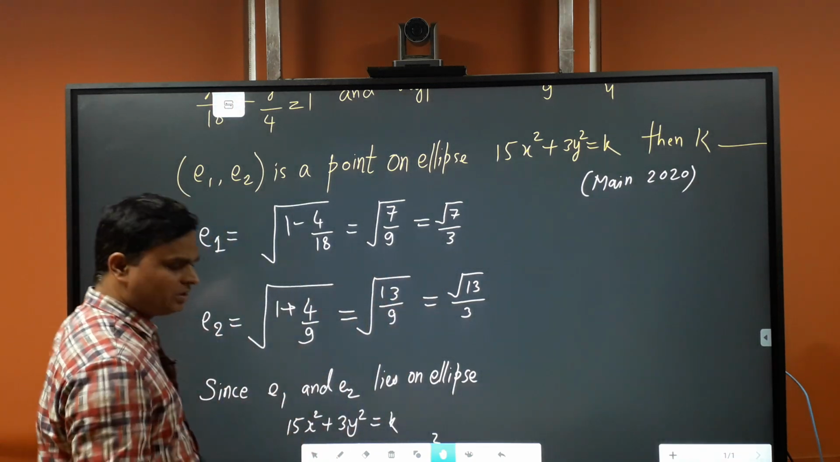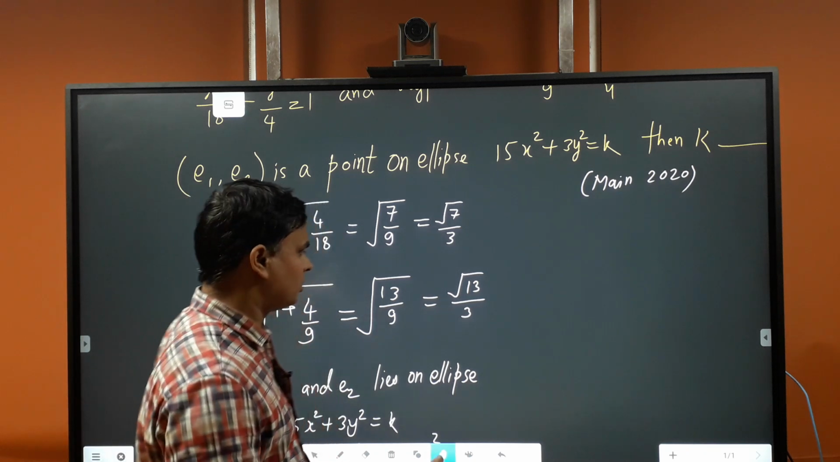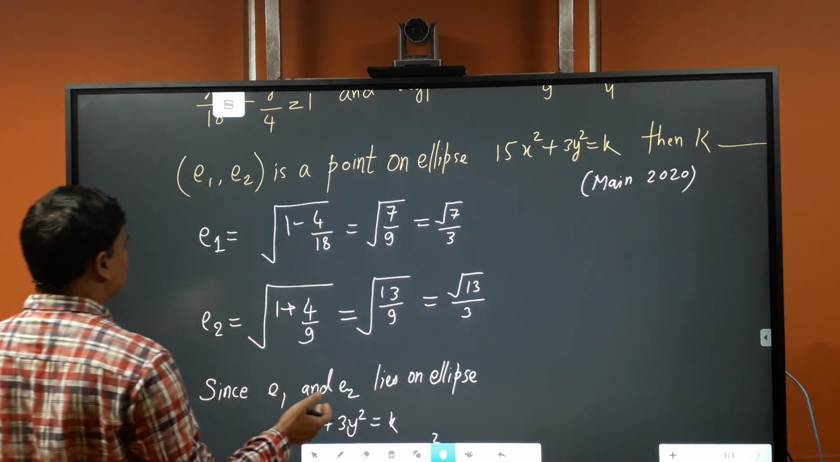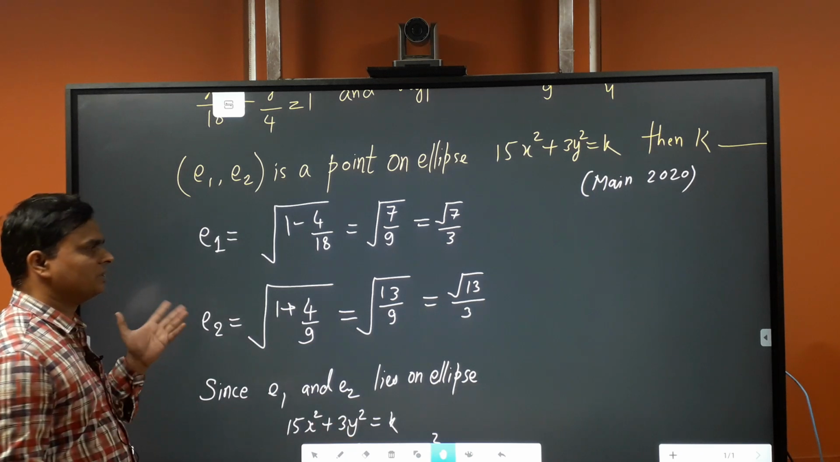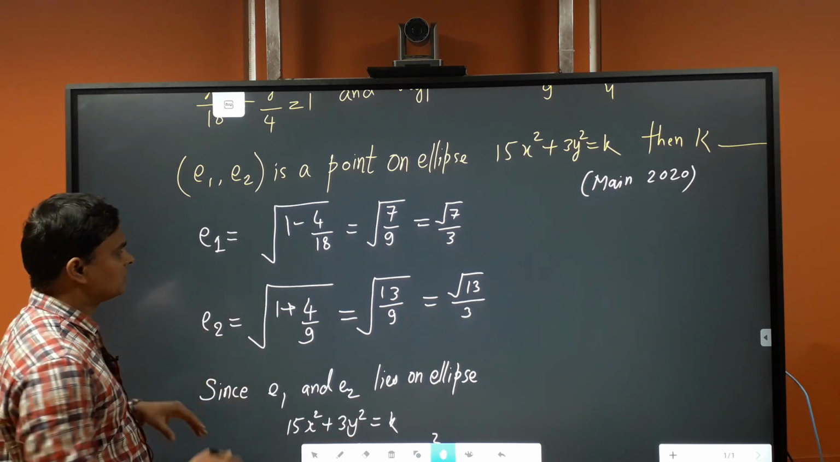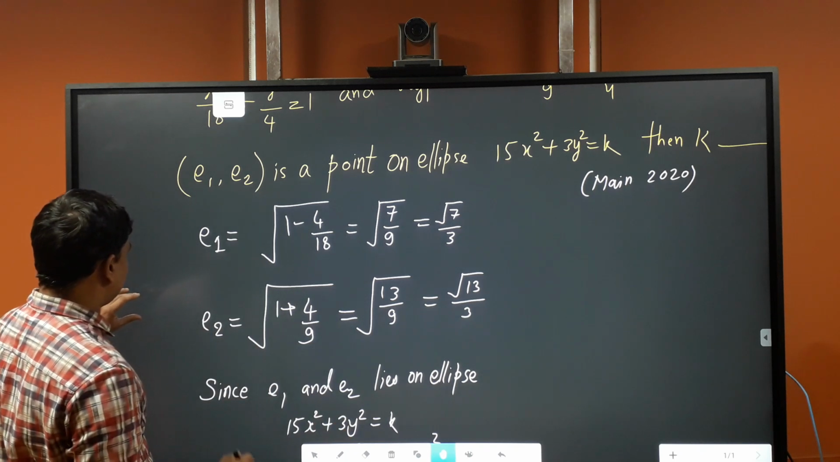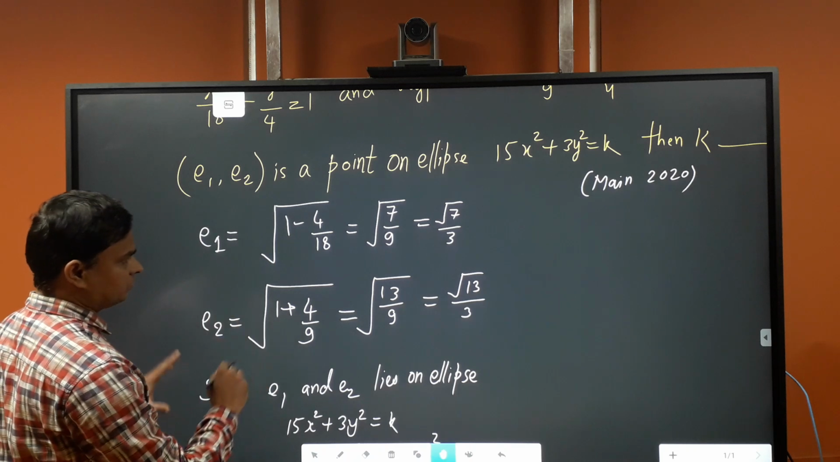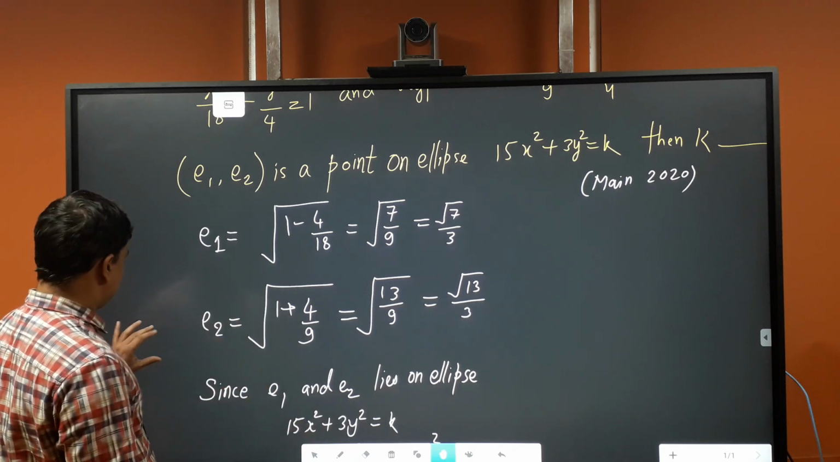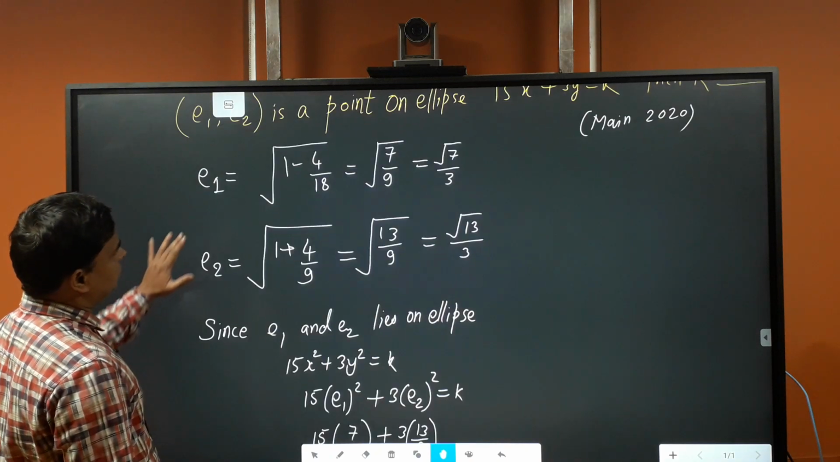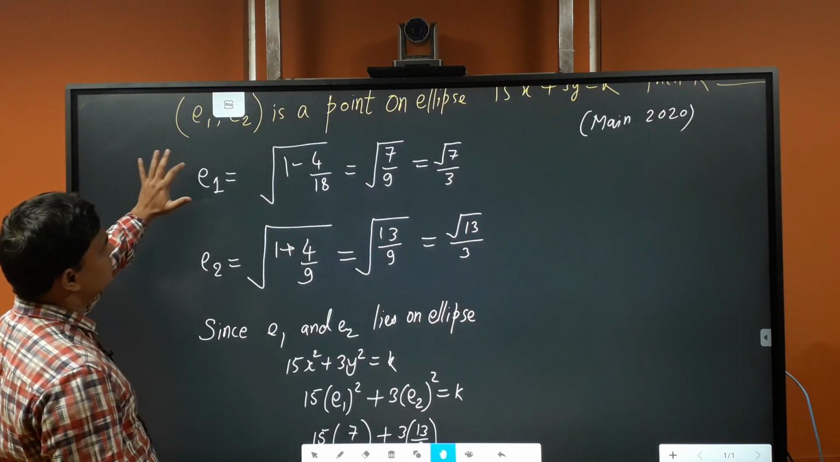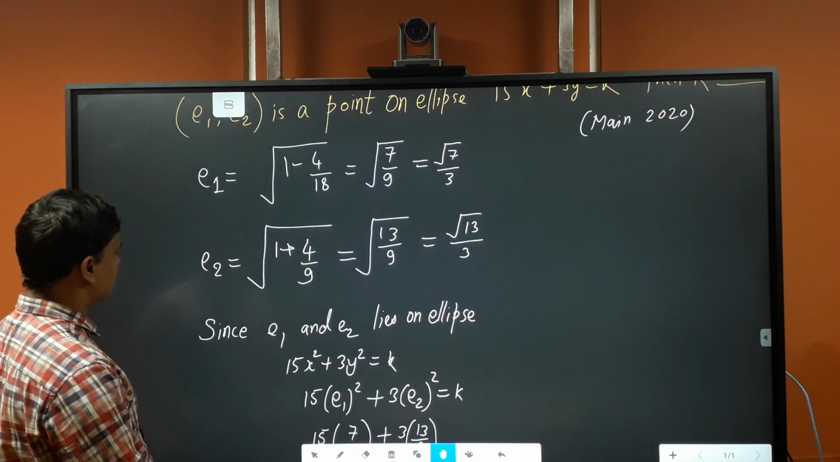I have already written the solutions because it used to take a lot of time, and I didn't find a reason why I should write them out for such easier questions. In the tough questions I need to explain each and every step. So E1 and E2 we have found. This is the eccentricity of the ellipse and this is the eccentricity of the hyperbola.